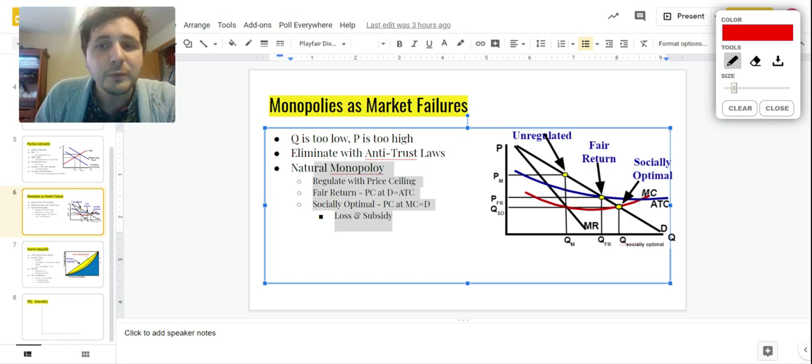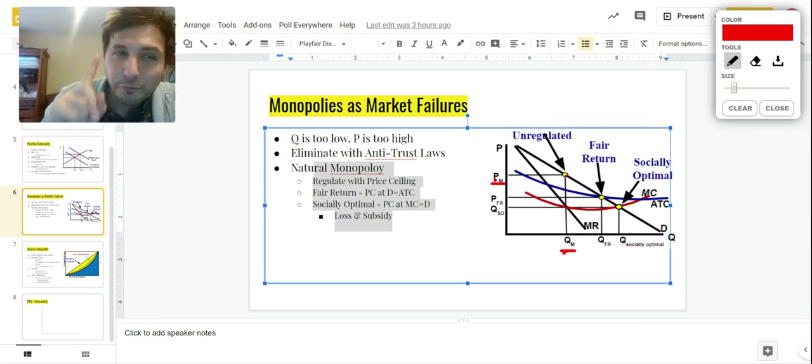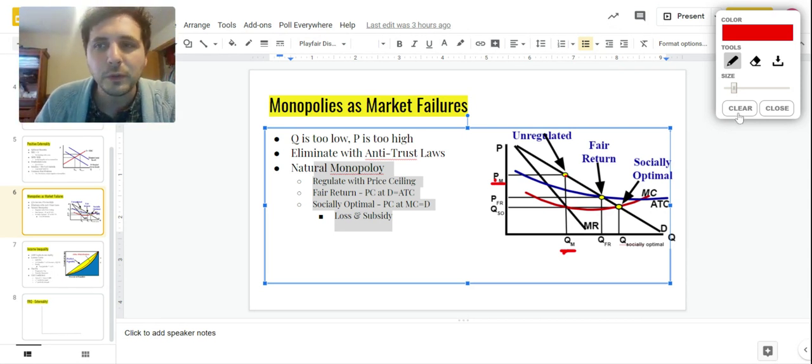But there's a problem. If we keep them around but we do nothing, then they're going to charge a really high price, right? And they're going to produce a really low quantity. MR equals MC, boom, right there, low quantity. And they're going to dash up to demand, boom, right there, for a high price. Same problem we have with normal monopolies, which makes us eliminate them. But we can actually fix natural monopolies. Here's how we do it.